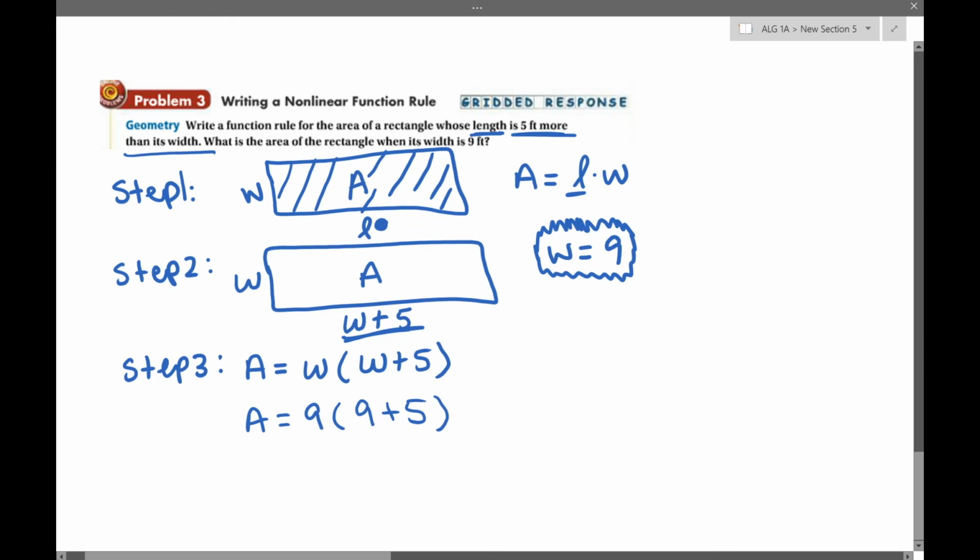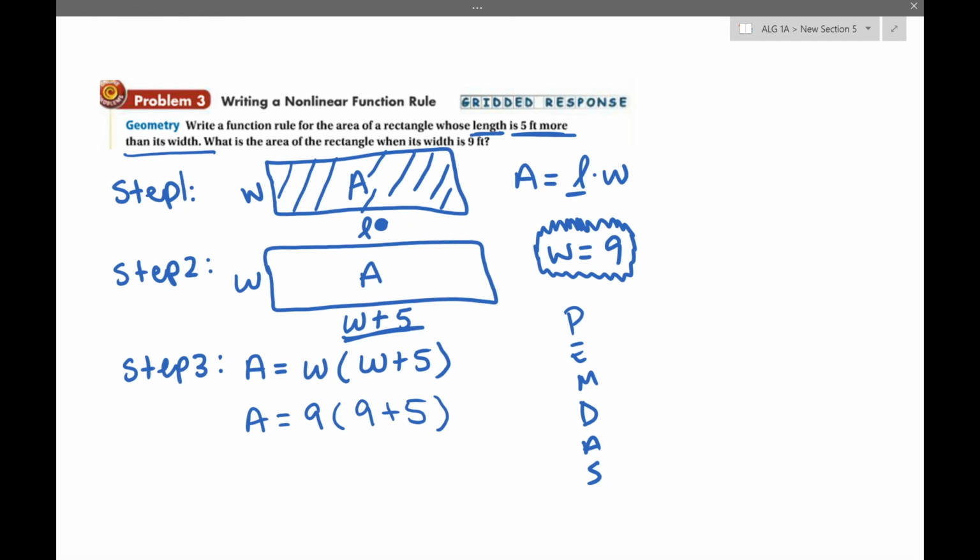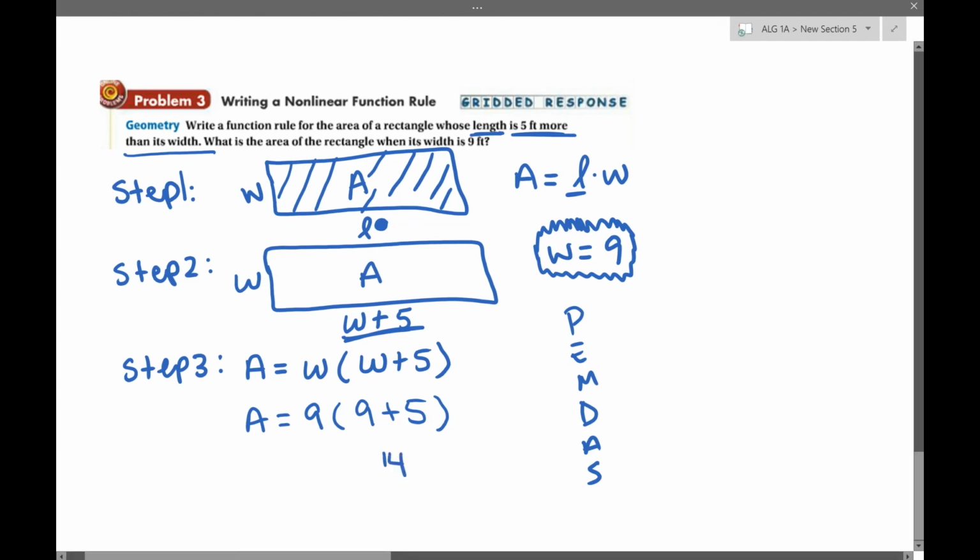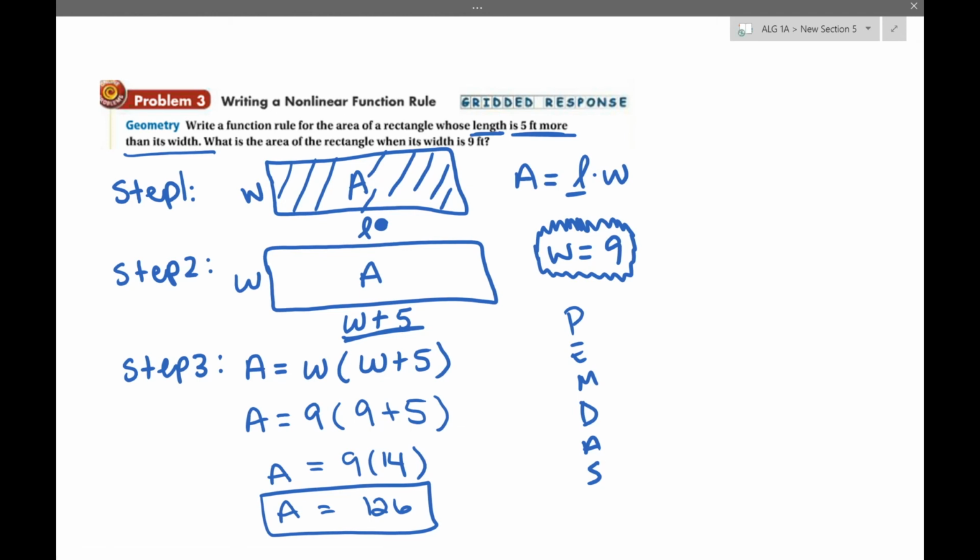And now let's solve this. PEMDAS tells us to use parentheses first. So 9 plus 5 needs to go first. And 9 plus 5 gives us 14. So what do I do with this 14? I put it back in parentheses and I put 9 on the outside. When I see a 9 and a 14 on the inside of parentheses, that means I need to multiply. So if I multiply these two together, it's 126. So this area is 126.